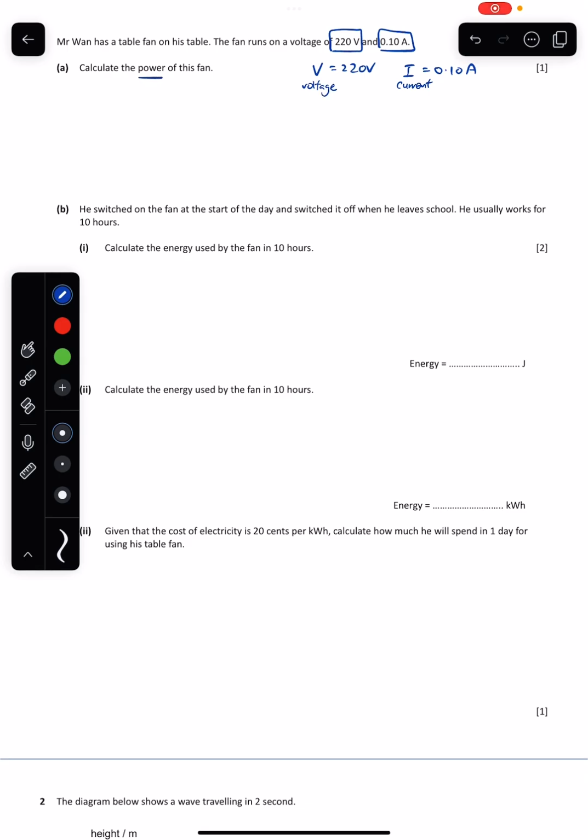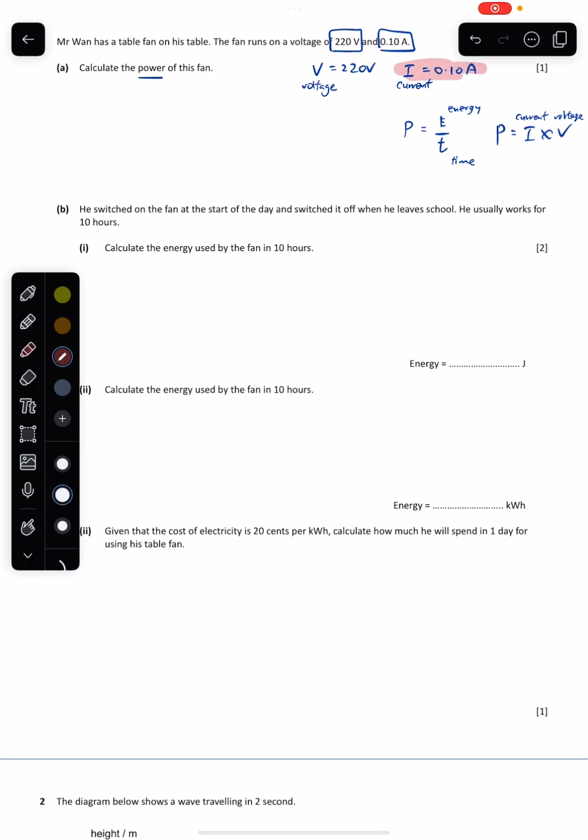So if you recall, the two formula you learn here is P equal to E over T, which is energy divided by time. The second formula is P equal to I times V. I is your current and V is your voltage. So clearly, in this case, we have your current and you have your voltage. So we have the two of them together can give you your power. So P equal to IV.